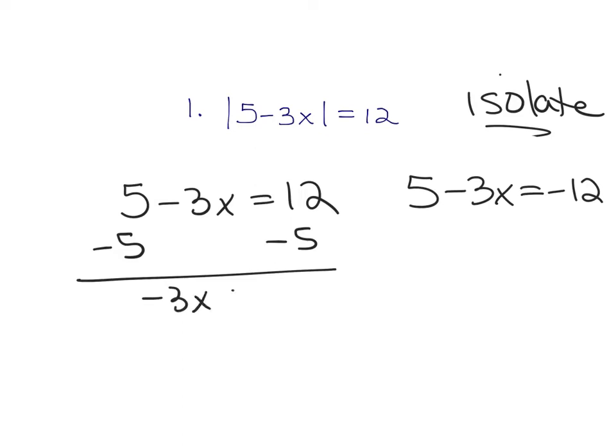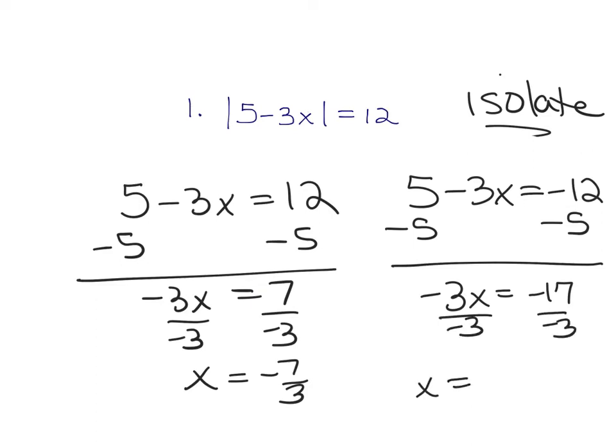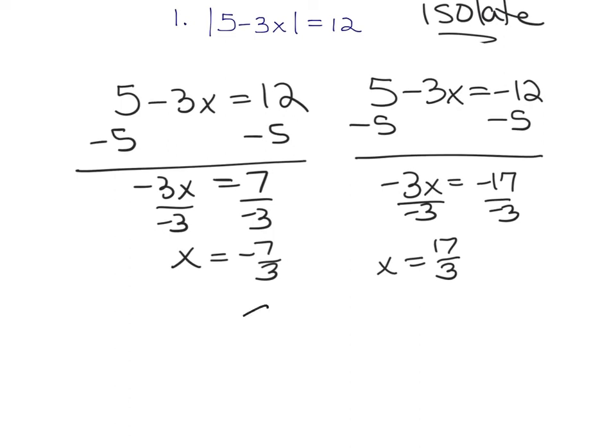So negative 3x equals 7. Divide by negative 3, and x equals negative 7/3. Over here, subtract 5. Negative 3x equals negative 17. Divide by negative 3. Negative divided by negative becomes positive 17/3. So when it's an equation, we are not writing our answers in interval notation. We're just going to leave it as x equals. Now, on a standardized test, they might put it in braces, but I'm okay with you just leaving it as x equals. The only time we're using interval notation is when it's an inequality, and that will be the next example.